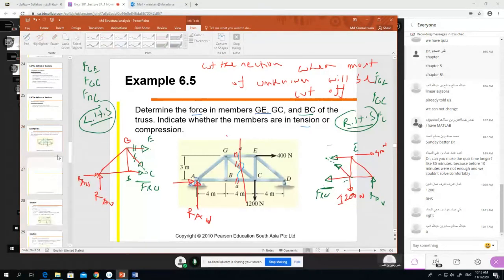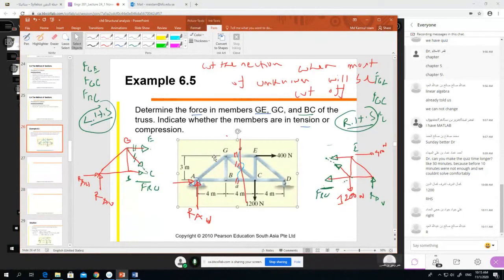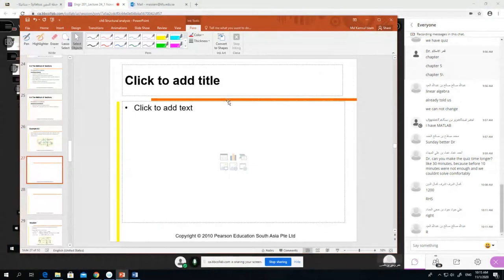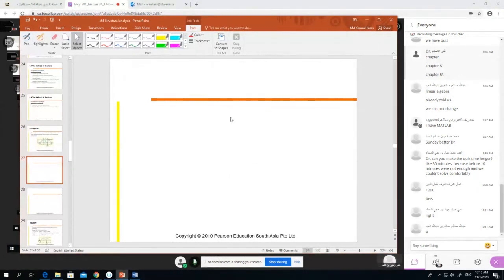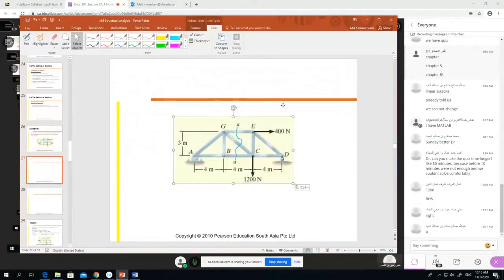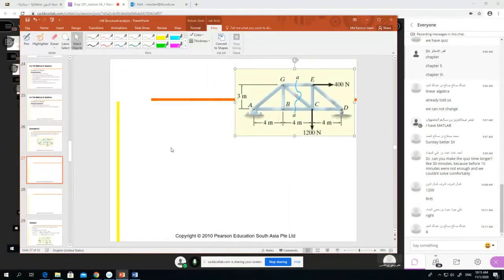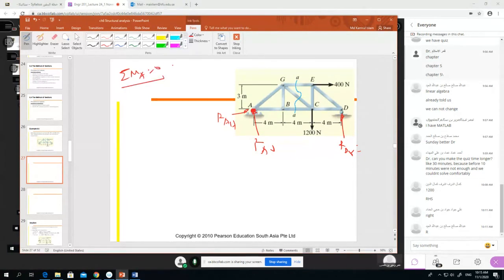Here, if you want to find the first one, this is a new part. You have to learn it. I will show you. First, we have to find RdV. In the first case, first we find the reactions RAV and RAH. We need to find this one without cutting it. Take the moment here. How to do it? I will show you. Take moment at A.